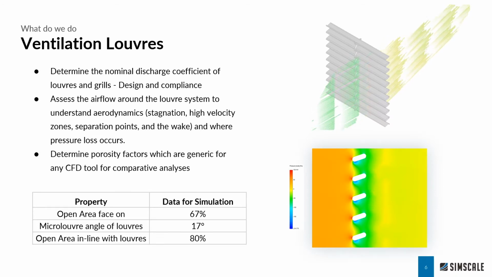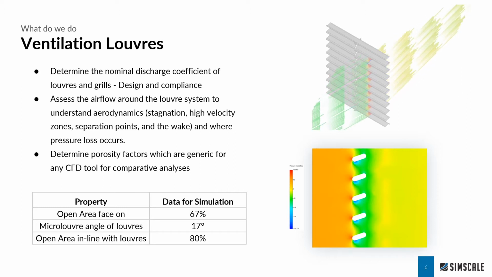Ventilation louvers is a very common application. We can use SimScale and CFD to determine the nominal discharge coefficient of various products. This is important, for example, if you want to verify the performance of certain grills and louvers and other ventilation equipment. It's also important if you're trying to simulate for compliance and if you're using any kind of thermal modeling software.